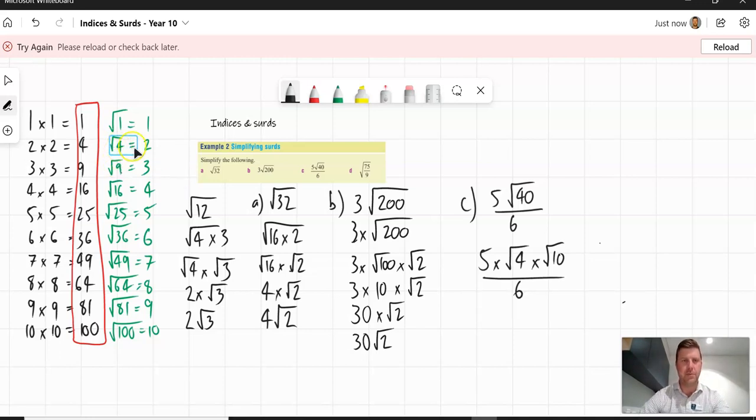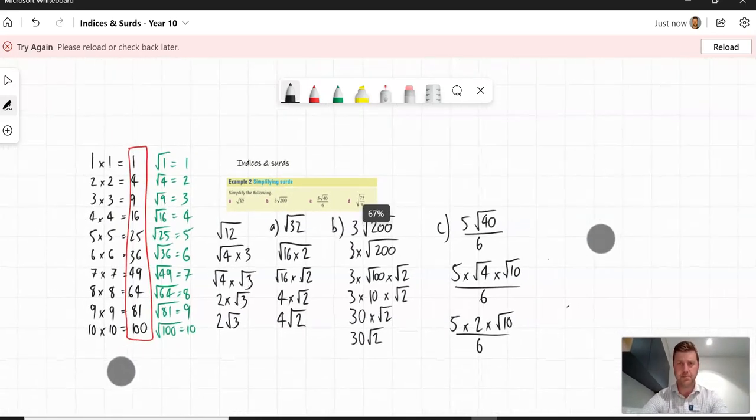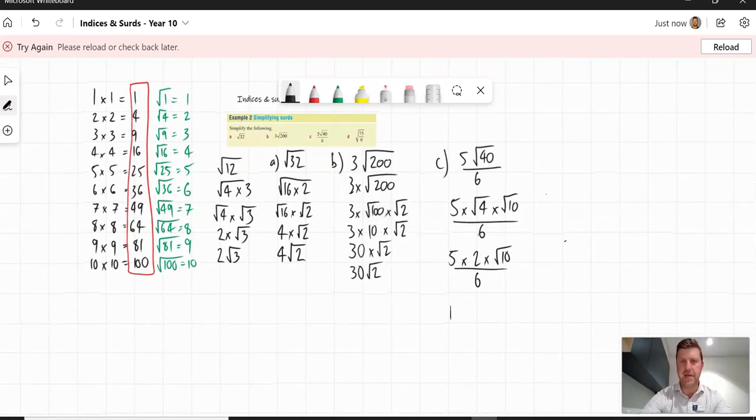And again, square root of 4 can be written as 2, so that becomes 5 times 2 times root 10 over 6. And then we can just multiply 5 by the 2, which gives me 10 root 10 over 6. And that's pretty much it. You can then simplify this. Obviously, 10 and 6 are both divisible by 2. So if I divide 10 by 2, I'm left with 5. If I divide 6 by 2, I'm left with 3. So my final answer would be 5 root 10 over 3. Okay, and there you have it.